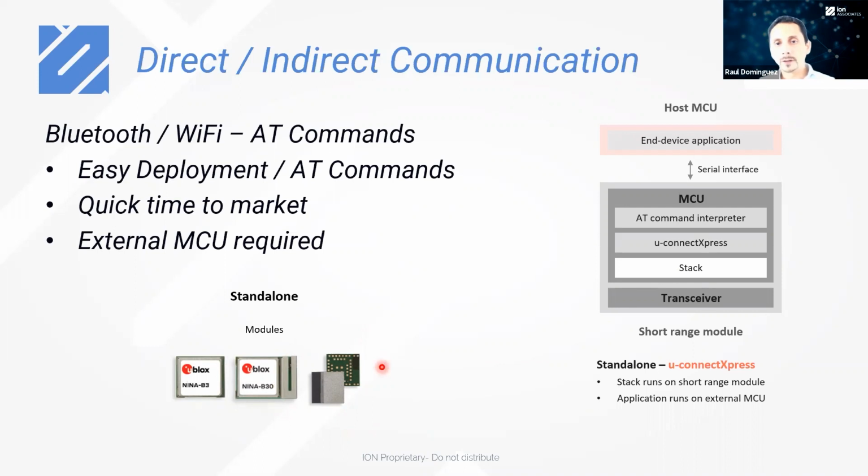On the right side, you can see how the communication works. It's the so-called host-based Express. Within the module, you have all the stack for Bluetooth and Wi-Fi. You have the host Express and the AT command interpreter. So you will have a serial interface. You will send commands, and it will connect. Next, please.